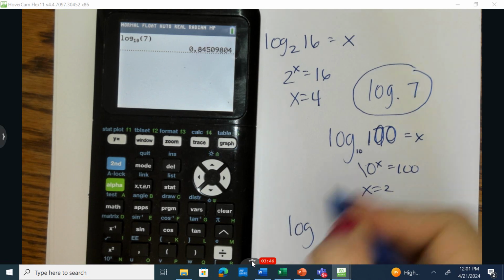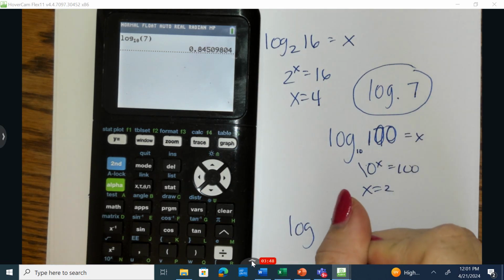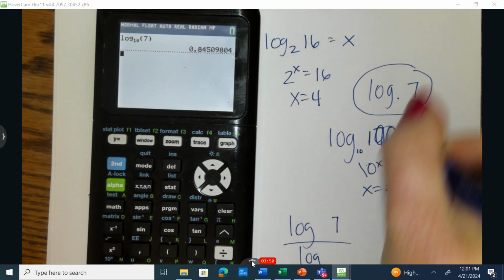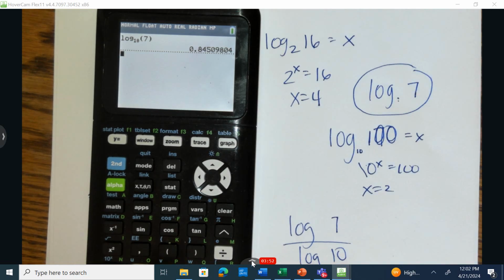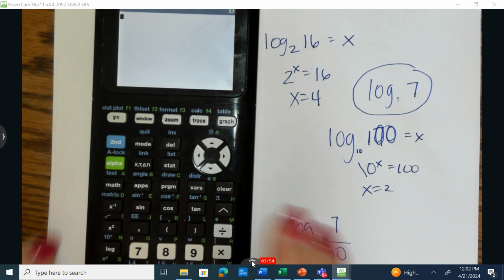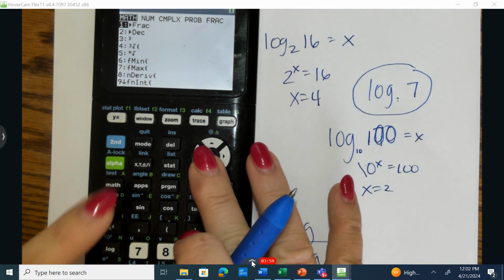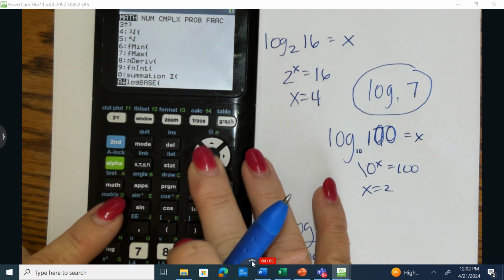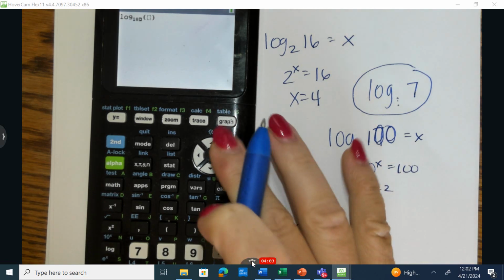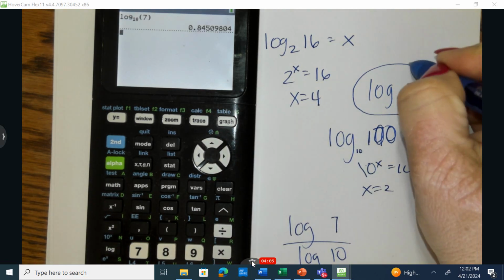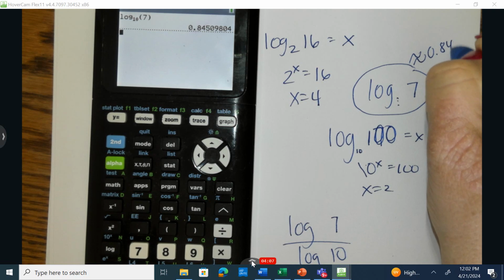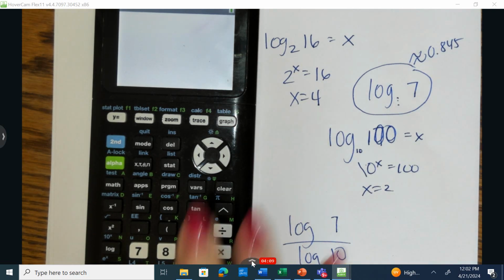You would take a log of whatever the back number is, which is 7, divided by a log of the base. In this case, it was a hidden 10. So I'm going to show you right now how they are equivalent. If I hit math and went straight down to A, I could type in 10 for the base and 7 underneath. And we know that this is approximately 0.845. Now let me show you how it is equivalent to this.